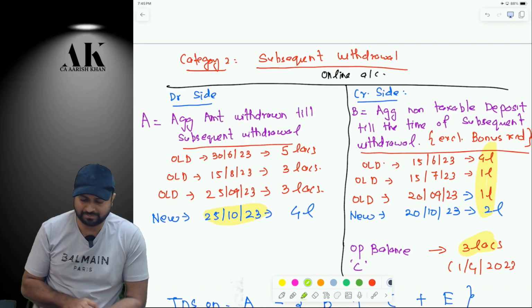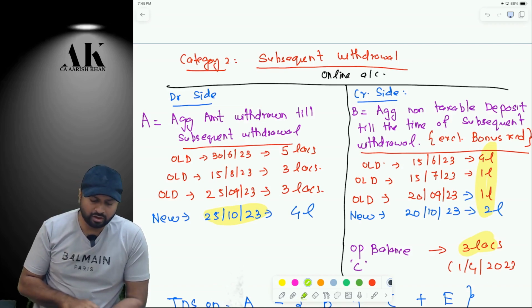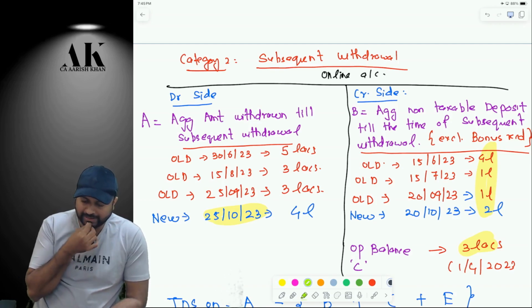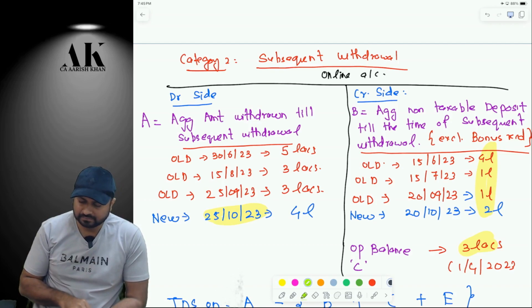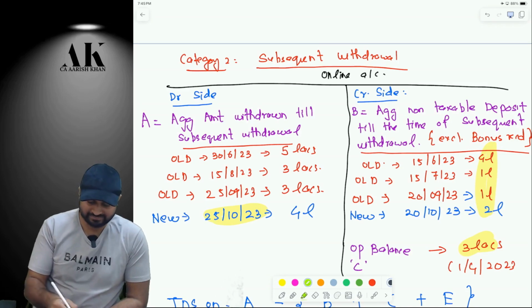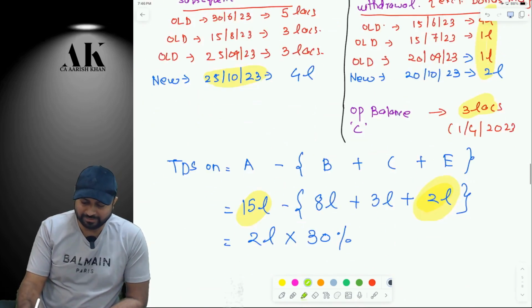Tell me please what will happen. How much is the total withdrawal? Withdrawal is I guess 15 lakhs, correct? 15 lakhs. Yes, sir. Minus what is B? B is 8 lakhs. What is C? What is E? 3 lakhs. E for elephant, madam. 2 lakhs. Okay. So that much you will minus now.